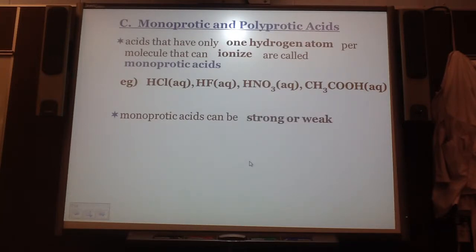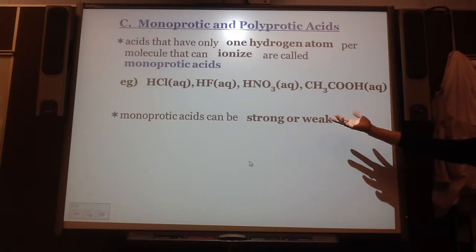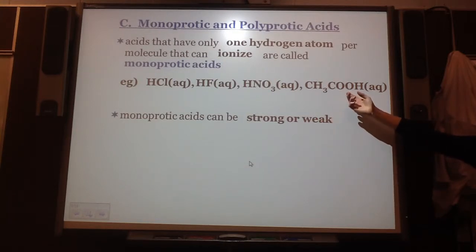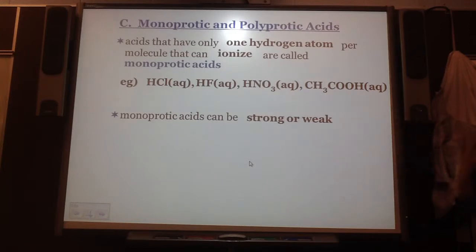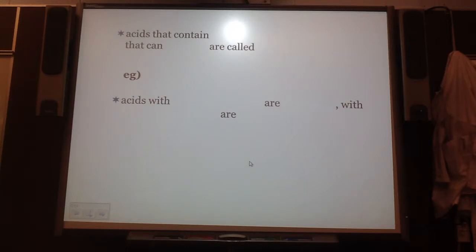Monoprotic acids can be strong or weak. How many H's it has doesn't influence its strength, right? Because hydrochloric acid is super strong, but acetic acid is only monoprotic too, and it's really weak. So that doesn't determine if it's weak or strong.